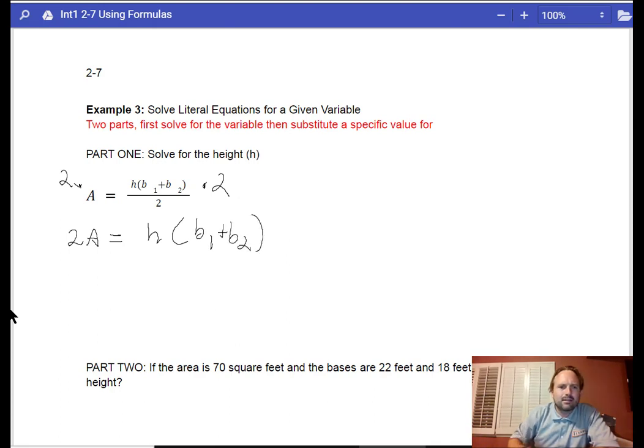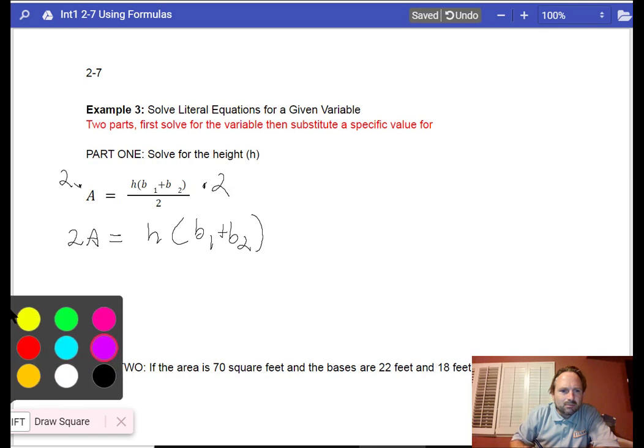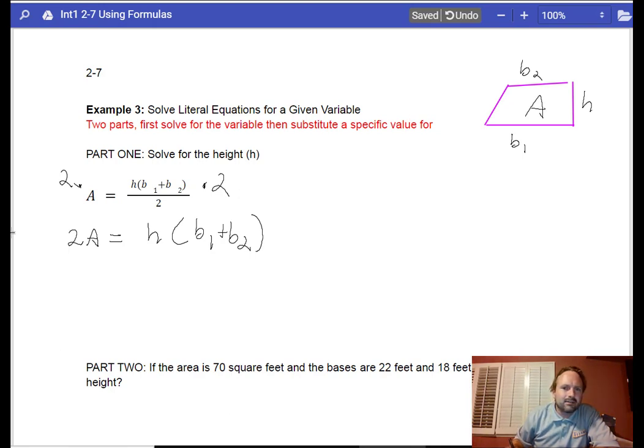Hey, wait a second. This is the area of a trapezoid. That's something that looks like this. So that's the area. This is base 1. This is base 2. And this is the height. And everything inside it is the area. So that's what we're working on. We're working with a formula.